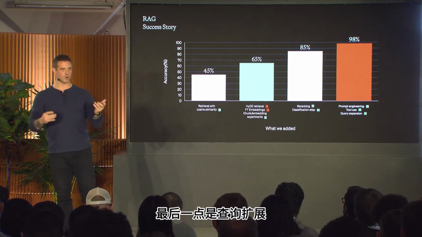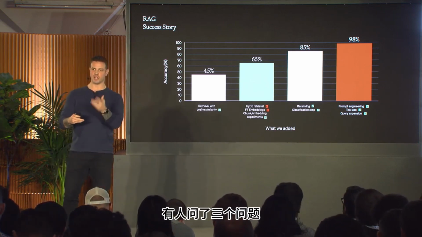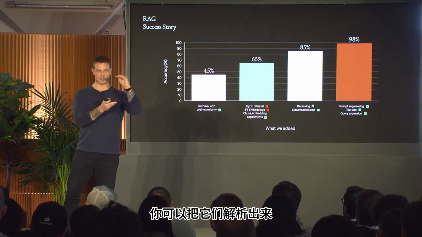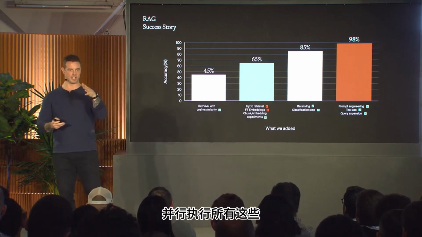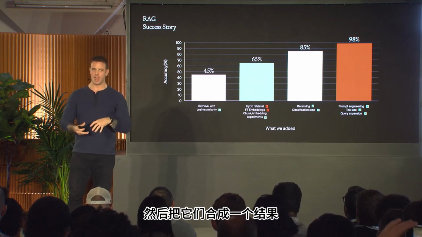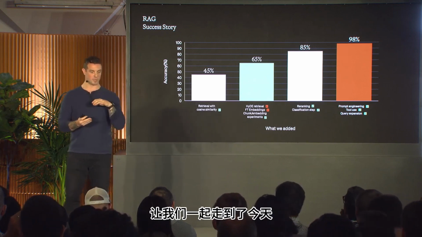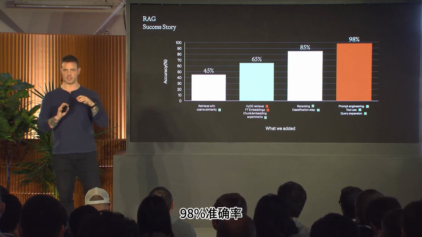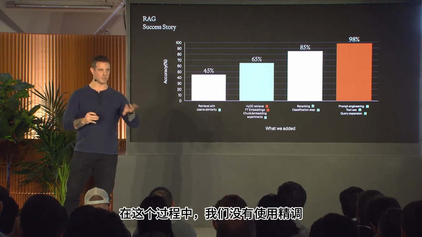And the last thing was query expansion, where somebody asks 3 questions in one, and you parse those out into a list of queries and then execute those all in parallel, bring back the results, and then synthesize them into one result. These things together got us to the point where we got to 98% accuracy. And at no point in this process did we use fine-tuning.